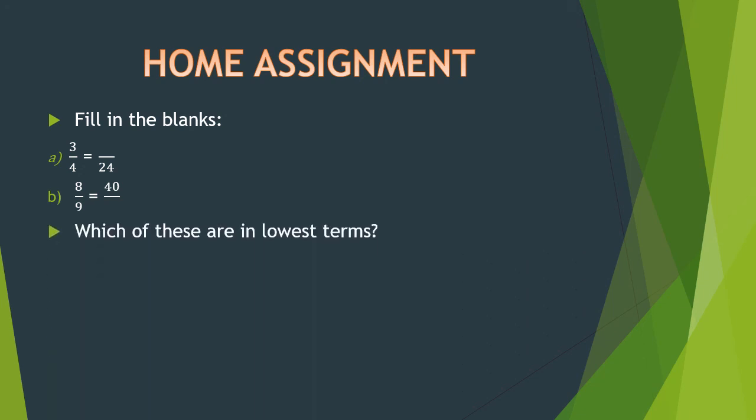Question number 2, which of these are in the lowest terms? 3 upon 11, 5 upon 20, 25 upon 36. So here you need to find out the common factor between the numerator and denominator of these fractions. If the common factor is 1, that particular fraction is in lowest term.